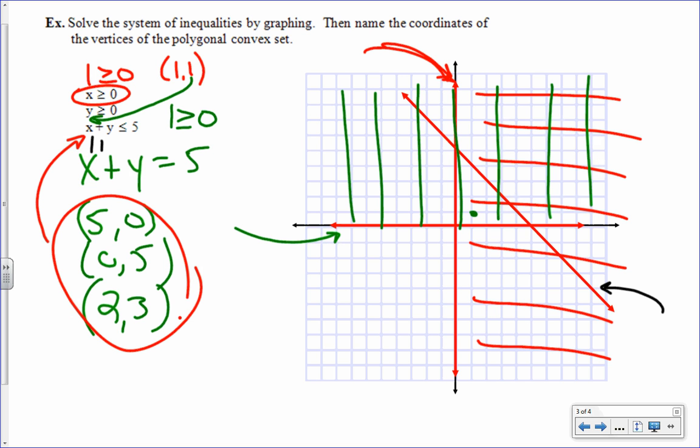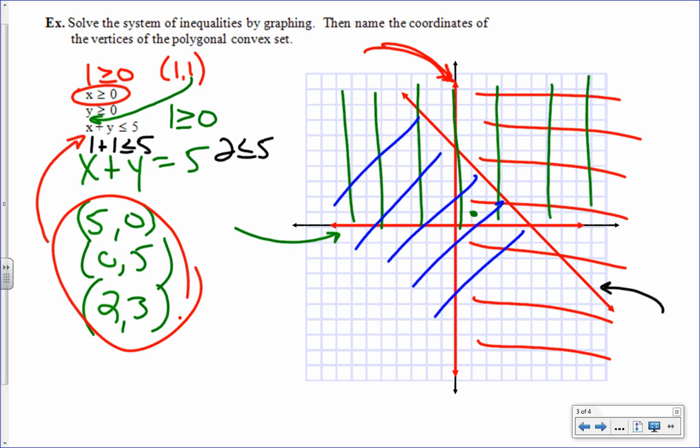So now it's 1 plus 1 less than or equal to 5. So in other words, 2 less than or equal to 5. We're testing to see if that's where they are. That works. So I'm actually going to shade perhaps in blue here. Is there any location where all 3 of them are shaded? And it is the triangle. Yep.